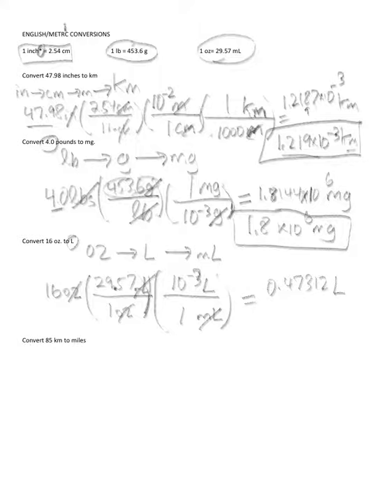But we want the right number of sig figs. Our measured quantity only had 2 sig figs. The 29.57 milliliters to 1 ounce, that has 4 sig figs. And this 10 to the minus 3 liters to milliliters, that's the definition, so it's got an unlimited or infinite number of sig figs. So my answer this time can only have 2 sig figs. So I'm going to report my answer as 0.47 liters.